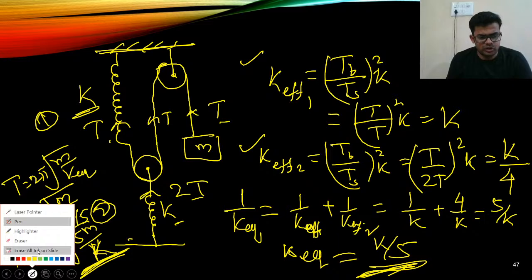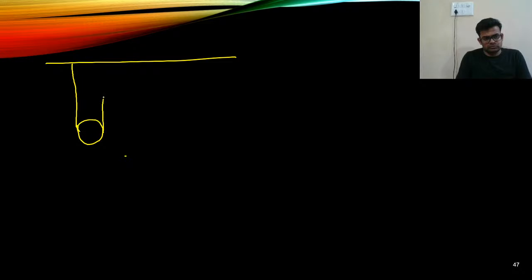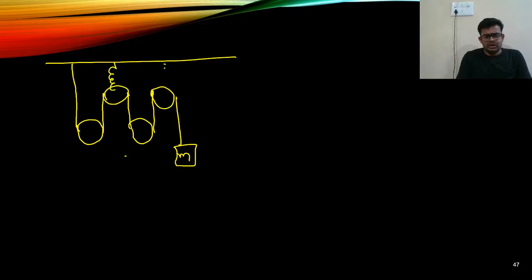So I am erasing this all and we are going to solve one more question. Okay, so look at this. Here is a block of mass m. Here is a spring. Here is also a spring. Here is also a spring. Here also a spring. So these are multiple springs. So this is K, this is K, this is K, this is K.